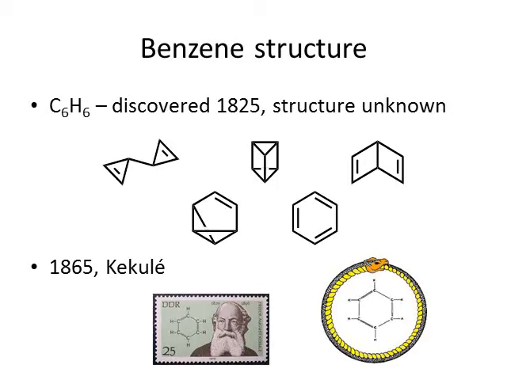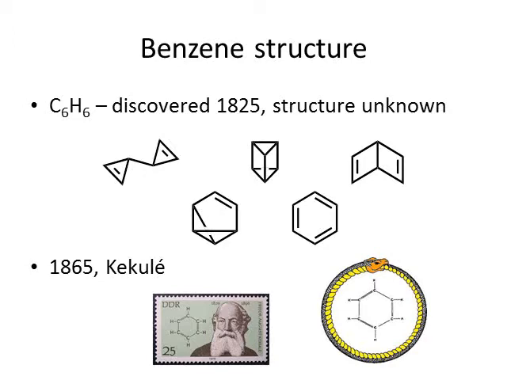But let's go back a couple hundred years. A new compound was discovered with the formula C6H6, and at that stage we didn't have the modern techniques of determining structure, but based on inferences, people came up with a series of proposals for this new, and it turned out to be interesting, molecule.